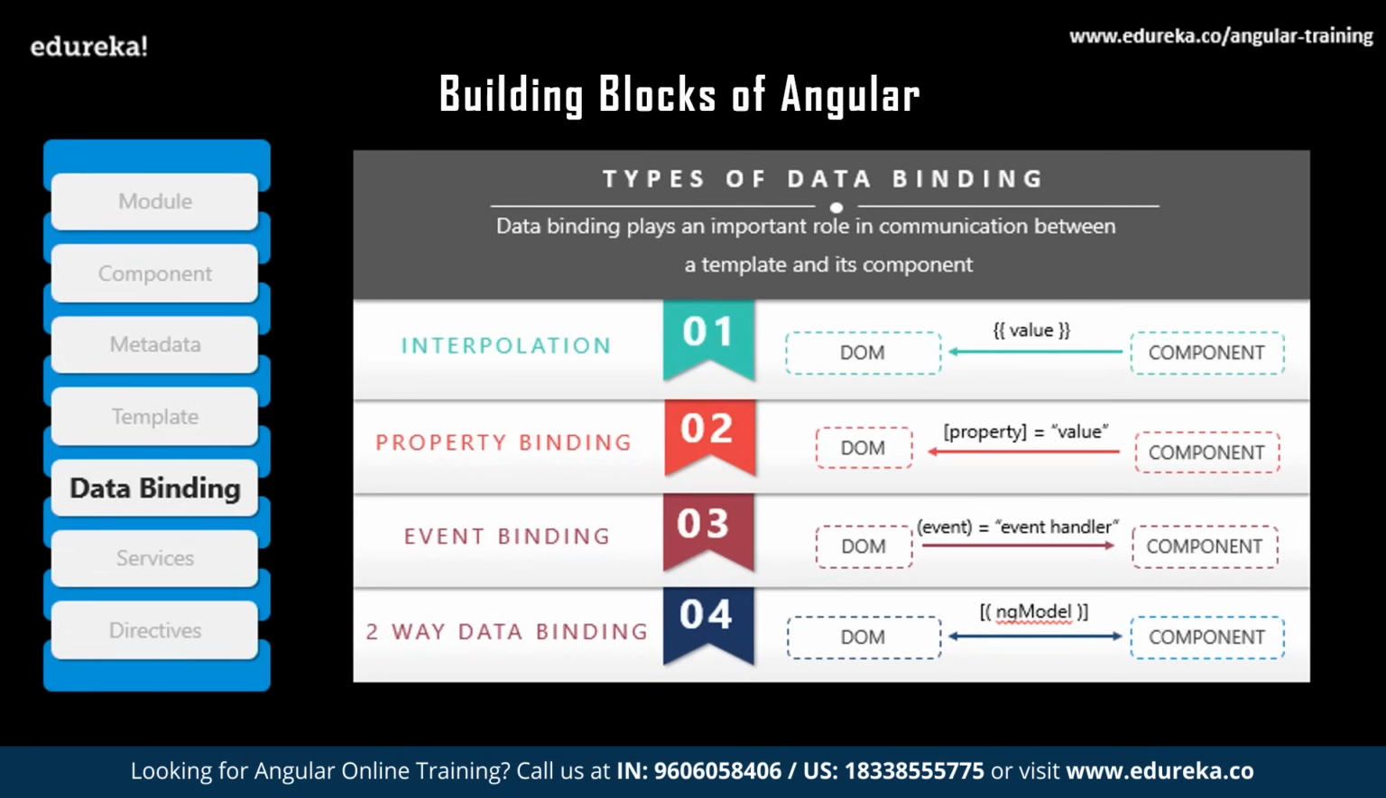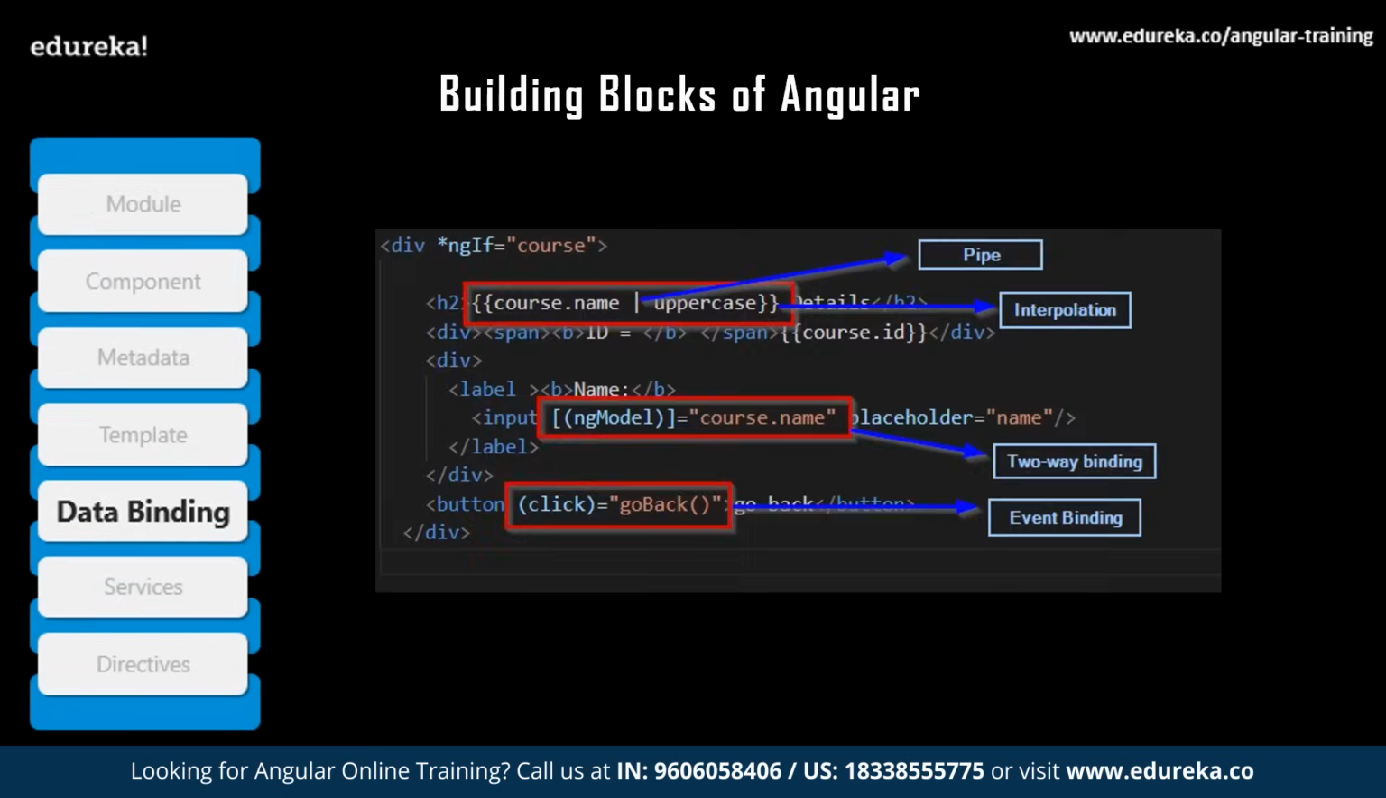Two-way data binding can be specified within a combination of brackets, that is square brackets outside and parentheses inside. So it's going to look something like this. You're going to see all this shortly when we're actually creating our application. Okay, so now let's move on towards pipes.